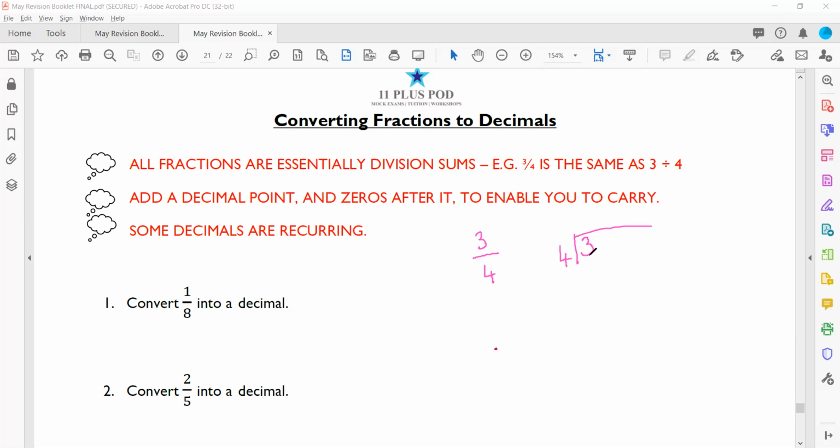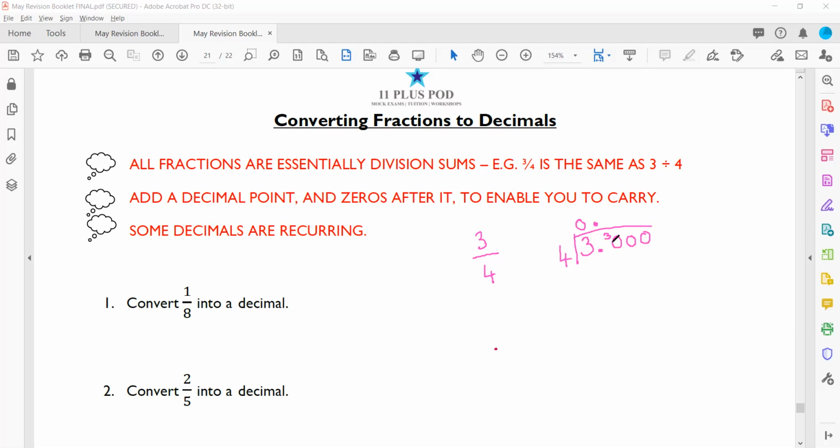Now, 4 will not go into 3, but remember, you can add a decimal point and zeros after the decimal point, and it does not change the value of the original number, but it gives you somewhere to take your carrying to. So 4 will not go into 3, so we put a 0 here, decimal point directly above. We can then carry the 3 across.